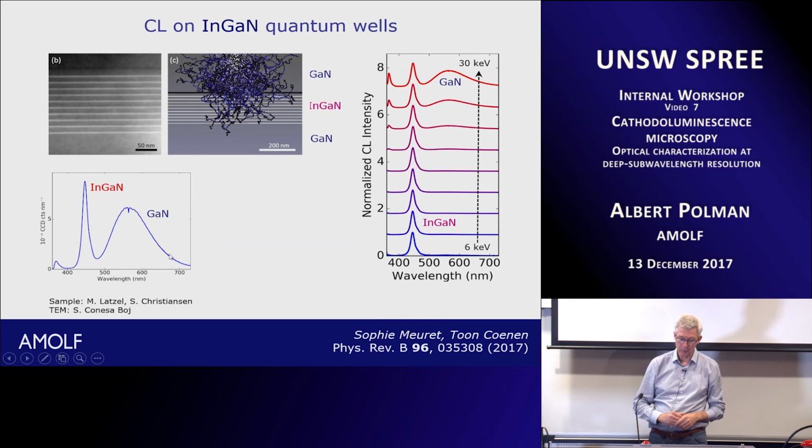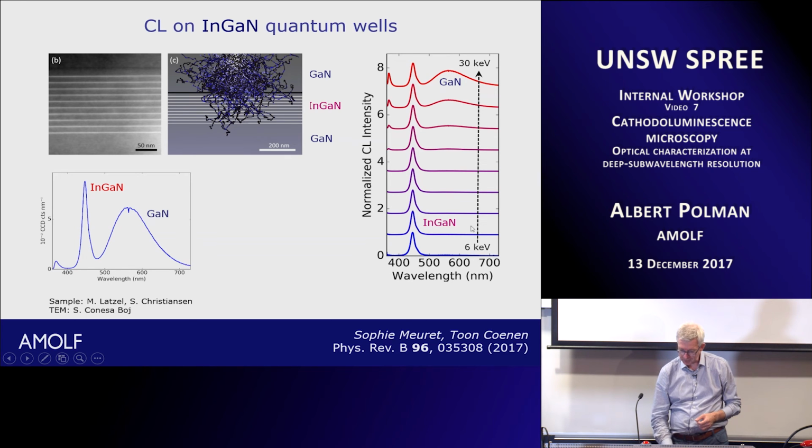And now, for example, what we can do, this is taken at I think 10 keV. We can vary the electron energy and see what happens. So if we take a very low energy at 6 keV, in fact I think that's this simulation, 6 keV, we only get the luminescence, the cathodoluminescence from the gallium nitride.